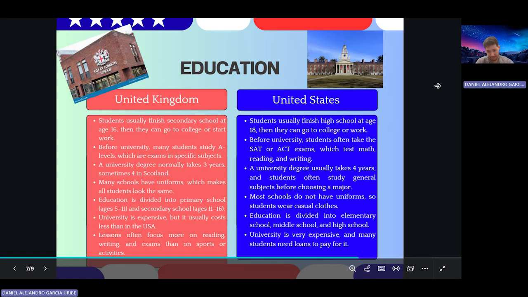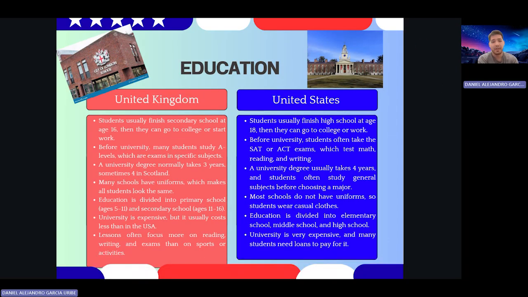Actually, I'm going to talk about education. In the United Kingdom, students usually finish secondary school at age 16. Then they can go to college or start to work. In contrast, in the United States, students usually finish high school at age 18. Then they can go to college or work. Before university, students often take the SAT or ACT exams, which test math, reading, and writing.